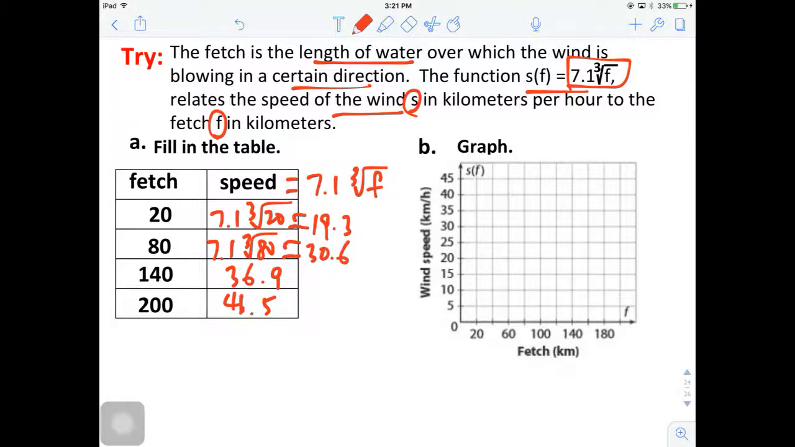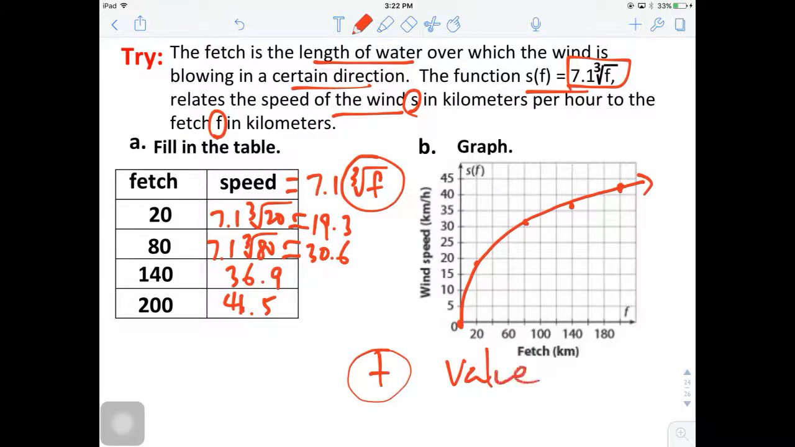And graphing this would give us 20, 19.3, and then at 80 is going to be 30.6. At 140 is going to be 36.9, and then at 200 it's going to be 41.5. So if we continue and we draw this curve, it should be a smooth, round curve. Again, even though it says cube root function, we're only using the first part of it because we are dealing with positive values in the real world situation. So that's why we're only looking at half the graph.